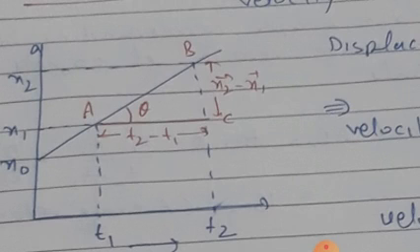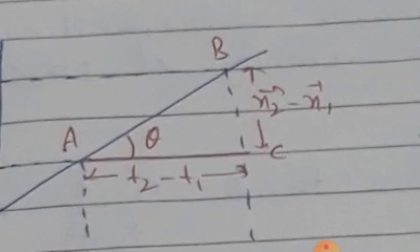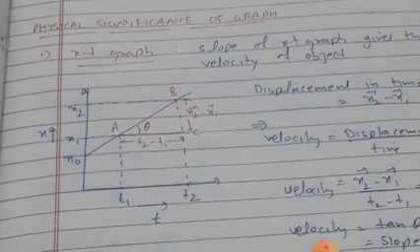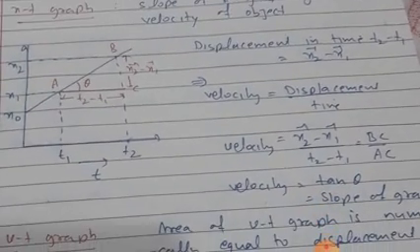Now let us choose 2 points on this graph, A and B, in such a way that the coordinates of A are x1, t1 and the coordinates of B are x2, t2, in such a way that AC represents t2 minus t1, and similarly BC represents x2 minus x1. See here, x2 minus x1 is BC. Now since you know that velocity is equal to displacement over time, velocity can be written as how much the particle is displaced in time t2 minus t1.